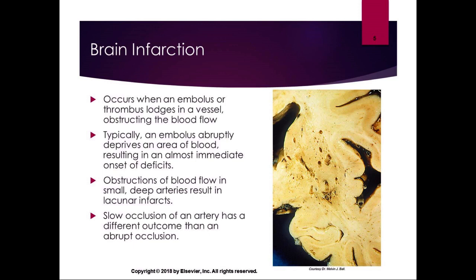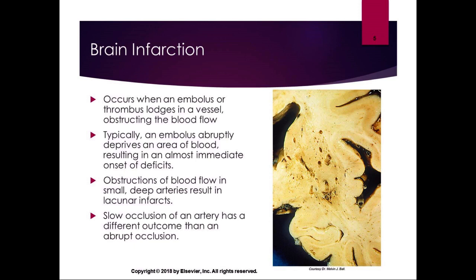So a brain infarction, which is another name for an ischemic stroke, occurs when an embolus or thrombus lodges in a vessel, obstructing blood flow, just like with a myocardial infarction, but this is in the brain. Typically, an embolus abruptly deprives an area of blood, resulting in an almost immediate onset of deficits. A lot of times people will report, all of a sudden my speech was slurred, all of a sudden one side of my face was drooping, all of a sudden I couldn't raise one arm. So it's that sudden onset.